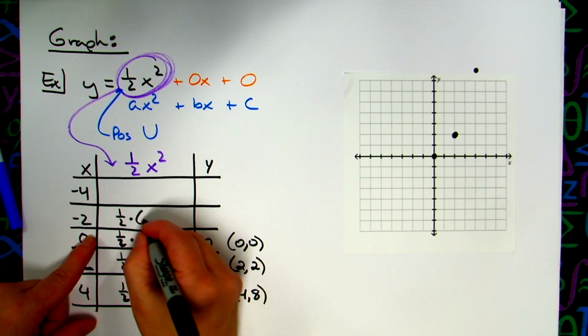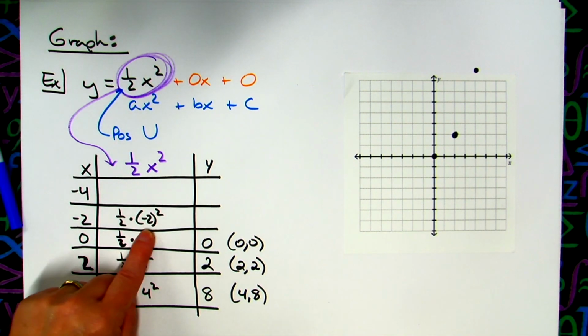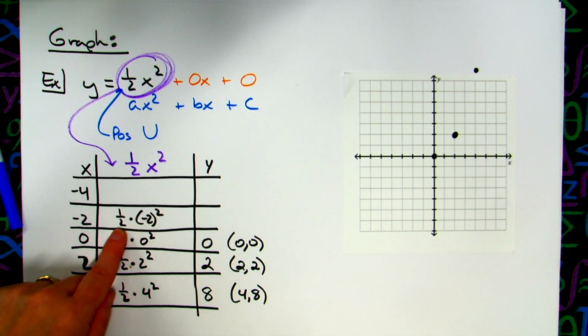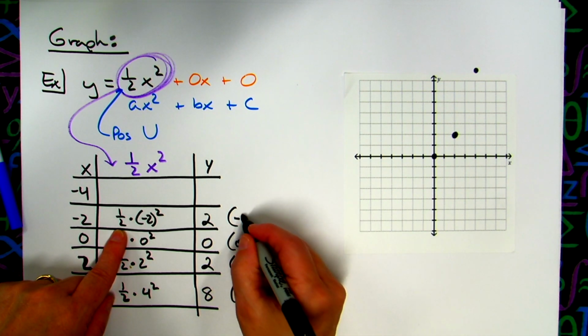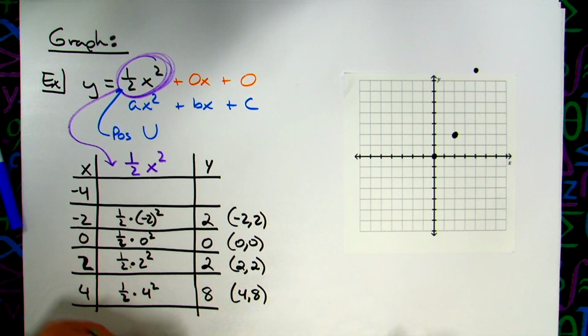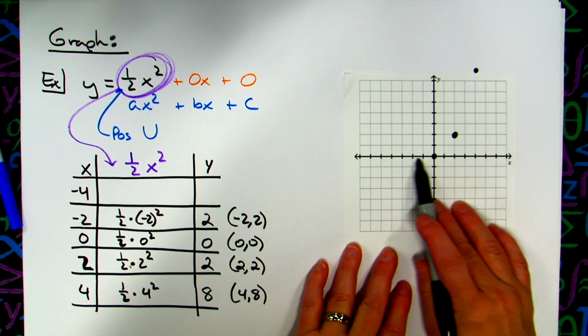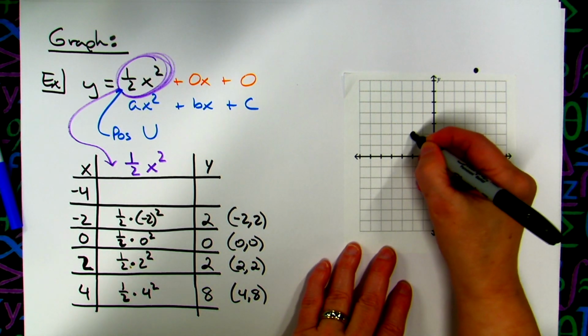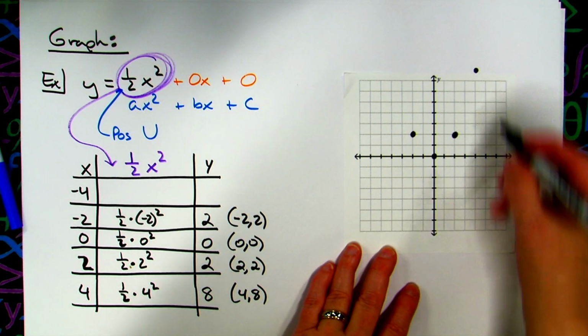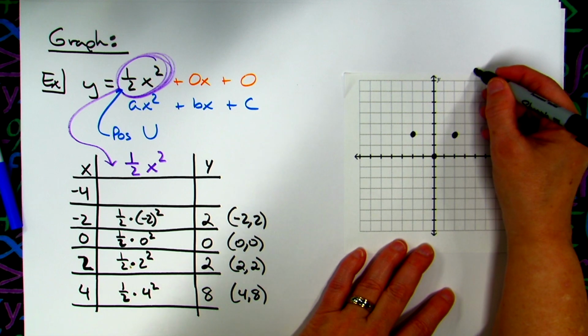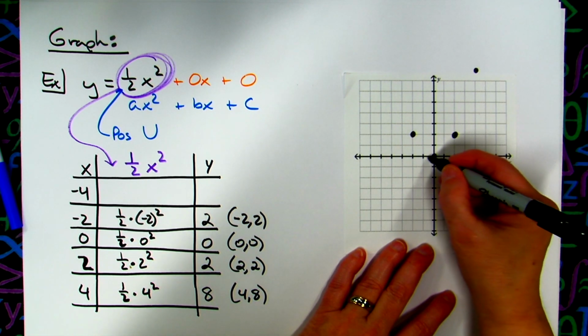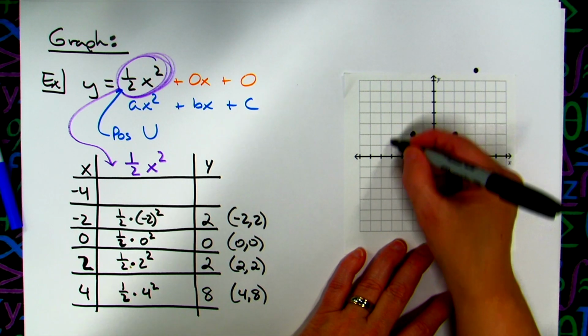1/2 times -2 to the 2nd power. Well, -2 times -2 is 4, times 1/2, or divided by 2, is 2. So then that gives me the ordered pair (-2, 2), which means I start at the origin, go to the left 2 and then up 2, and that point is symmetrical. Which also means I've got to have one symmetrical across from this one. So instead of (4, 8), it's going to be (-4, 8).